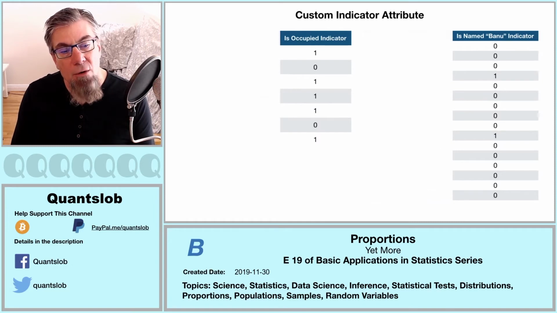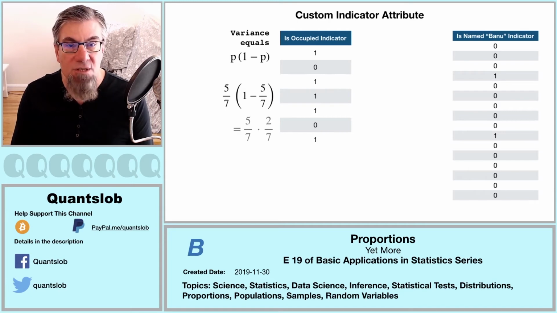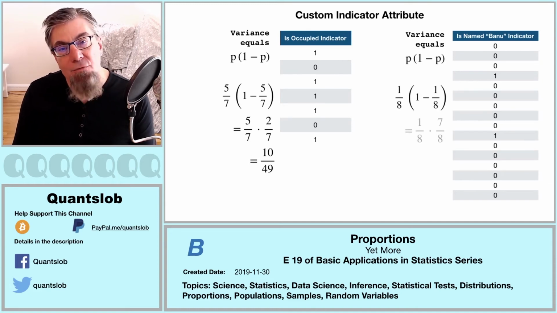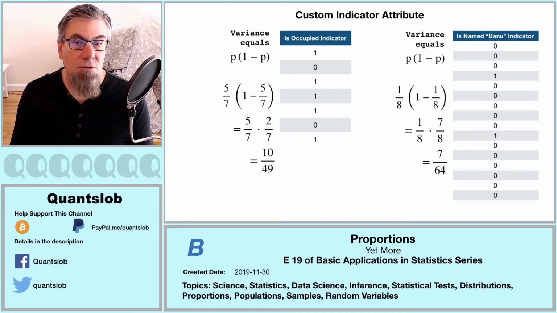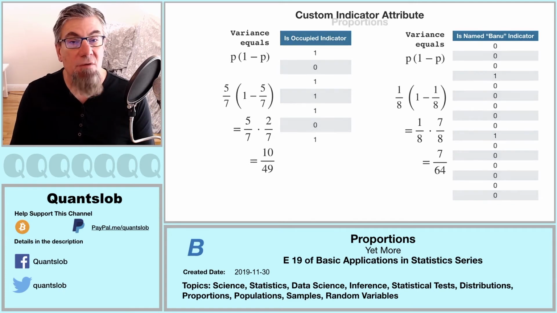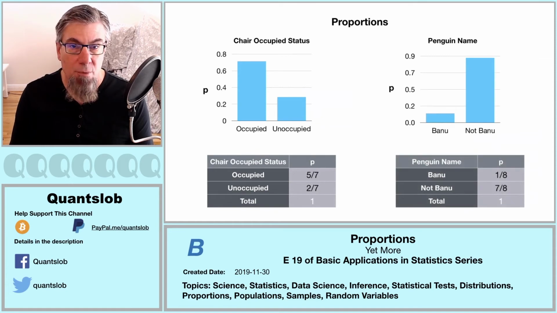It turns out that the variance of our indicator is simply the proportion value times the value subtracted from 1. So, for example, if our proportion is, say, 5/7, then the variance of our indicator attribute is simply 5/7 times 2/7, which equals 10/49. For another example, if our population proportion is, say, 1/8, then the variance of this indicator attribute would simply be 1/8 times 7/8, which is 7/64.